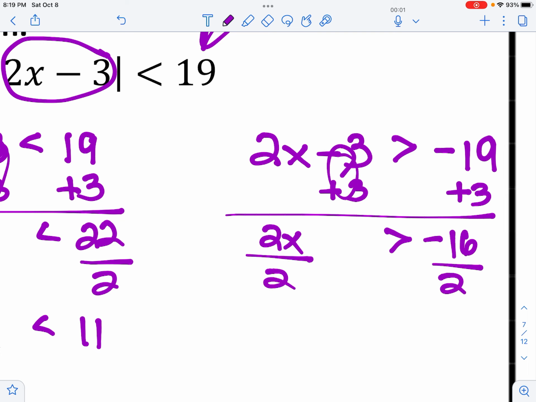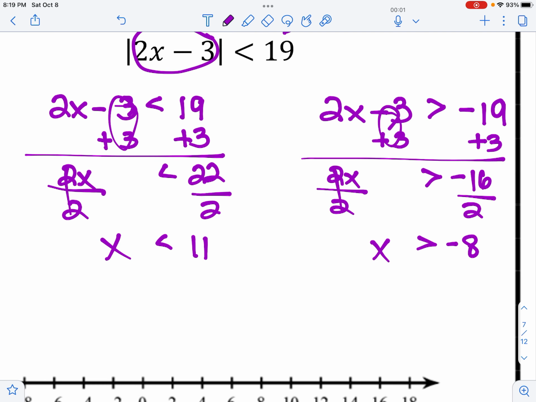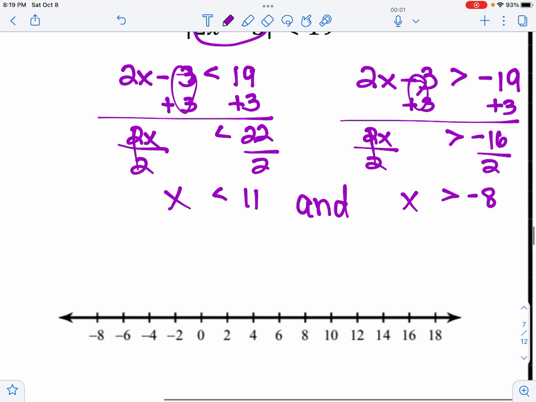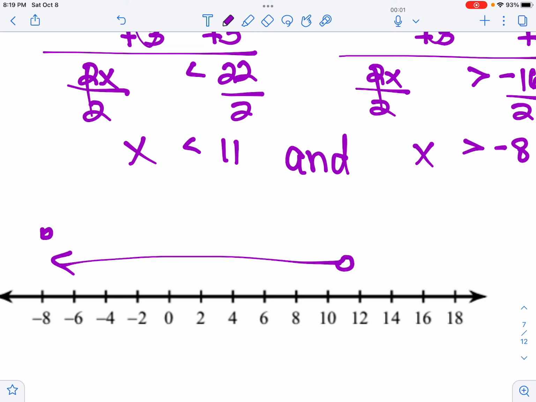We want to divide by 2 again. It's divided by a positive, so everything's okay there. And so now they will converge, and it's going to act as an "and". So it's going to be where they overlap. So, right, here's 11 and everything less than that. And then x is greater than negative 8. So there's negative 8 and everything greater than. So we're looking for really where they overlap is what we want to put on our number line.